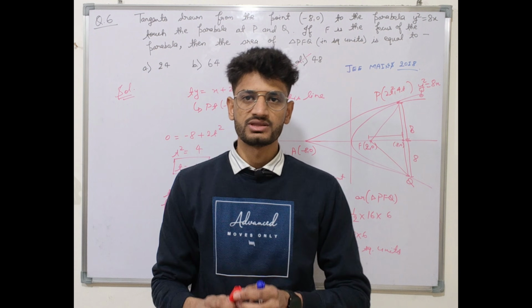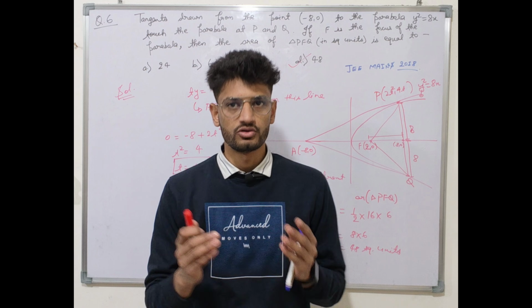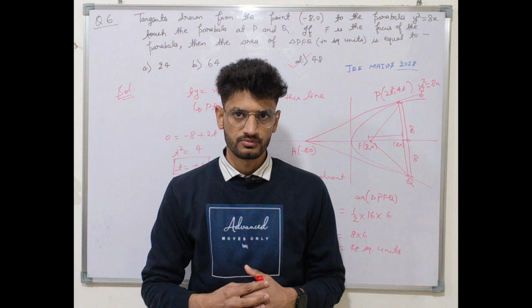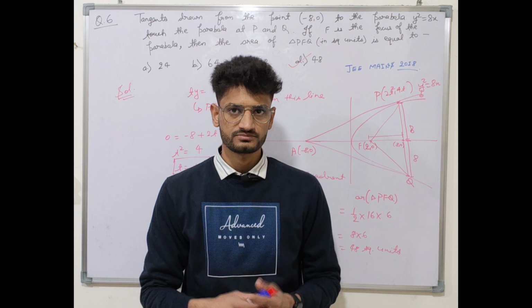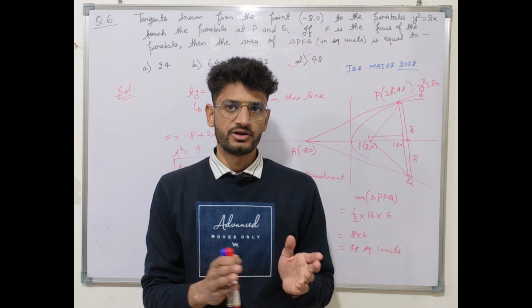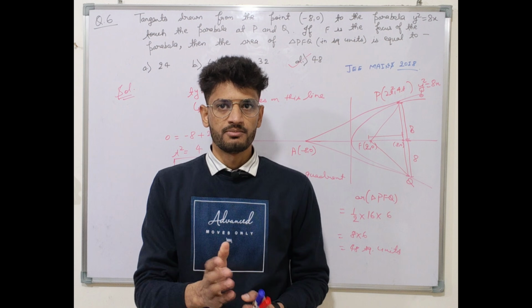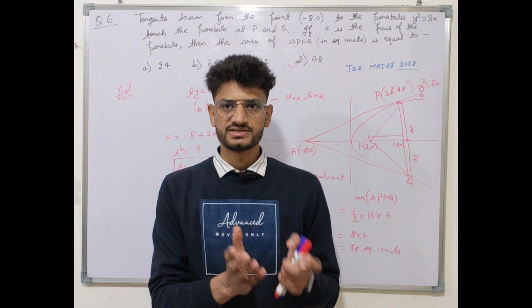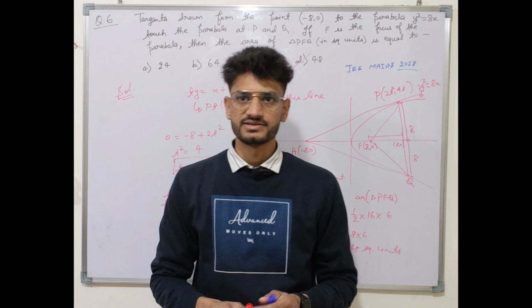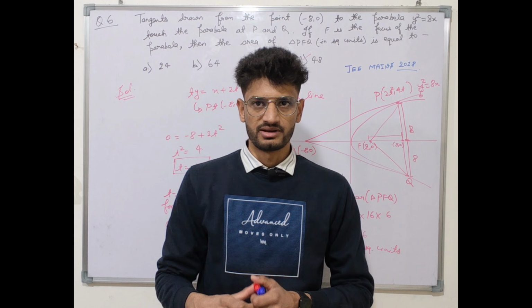The condition to check whether point P lies inside the parabola, on the parabola, or outside the parabola is that we put the coordinates of x and y into the equation of the parabola. Once it gives 0, it means that point P satisfies the parabola, so point P lies on the parabola. If it is less than 0, it means it is lying inside the parabola, and if it is positive, in that case point P lies outside the parabola.